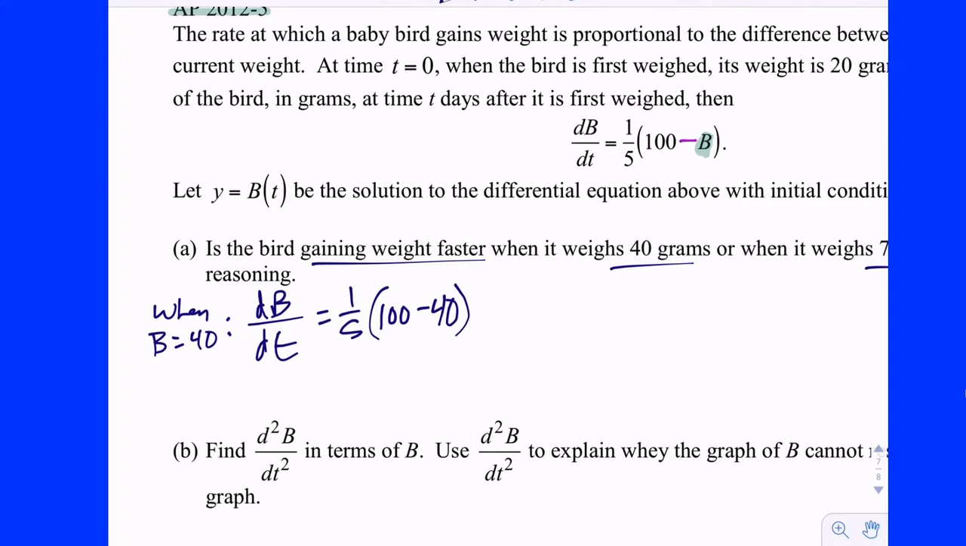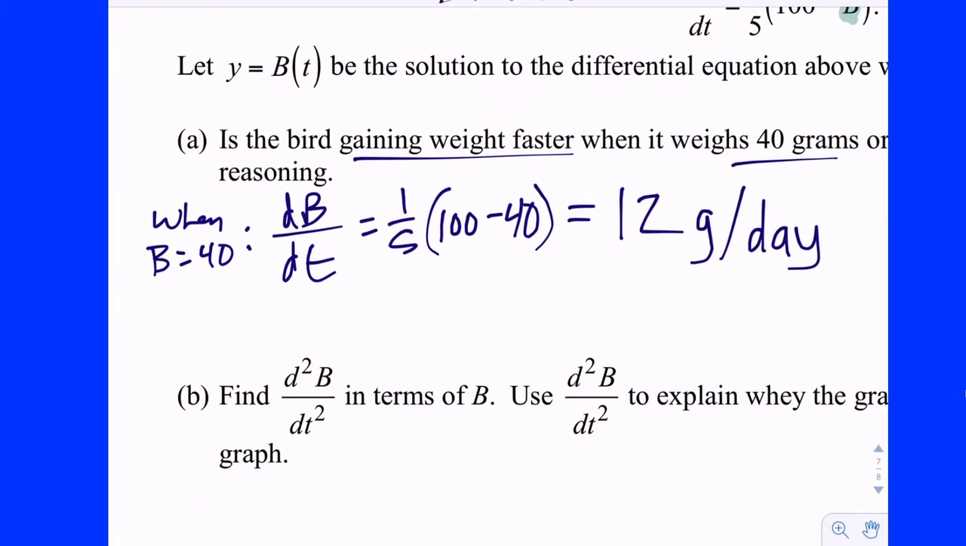All right, so we might want to simplify that. What is 100 minus 40? 60. And 60 divided by 5? 12. Good. Now, what are the units of 12? Grams per what? Time, which is what? Day. Grams per day. All right. So in that case, it was probably better for us to simplify because we needed to compare.